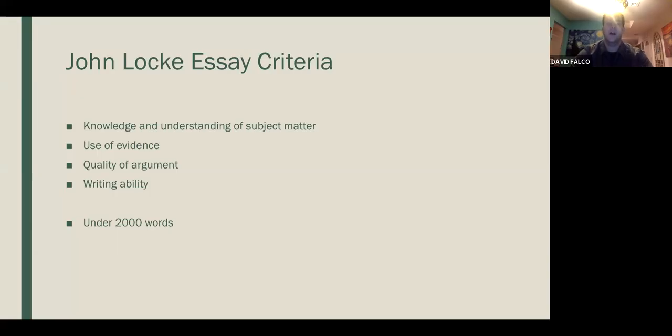to find peer-reviewed studies of empirical psychological research and properly cite those studies and build an argument based upon that type of research. They want to see a high quality argument that you're really defending the points that you're making, again, using those empirical peer-reviewed studies. And lastly, they want to see writing ability. And importantly, the essay has to be under 2,000 words. These were generally about, say, 3 to 5 pages.